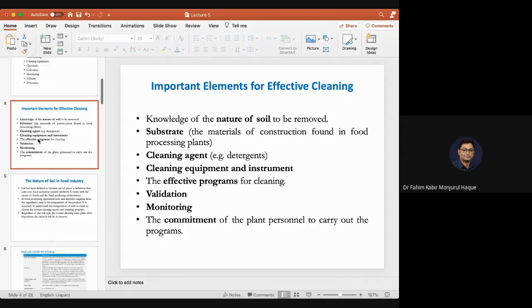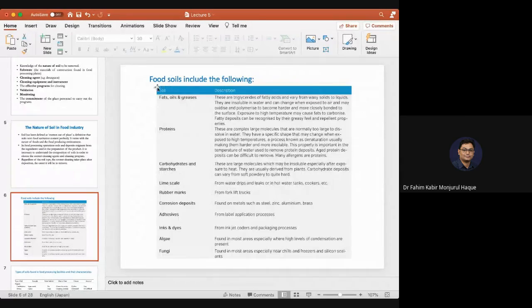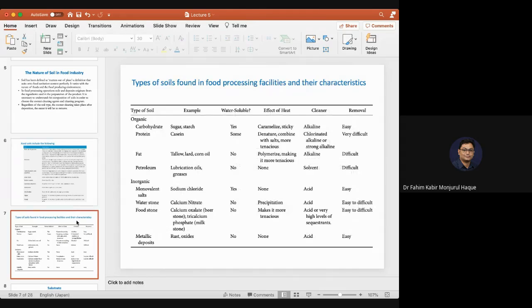So from this, the rest of the slides are about this. The rest of the slides elaborate these things, like what is the nature of soil, what you understand by nature of soils, and what are the components of those soils. What are those dirt actually, like fat, oils, proteins, carbohydrates, adhesives, inks, dyes, algae, fungi. So these are the compositions of soils, and this slide and this slide are basically the same, but this slide has more information.